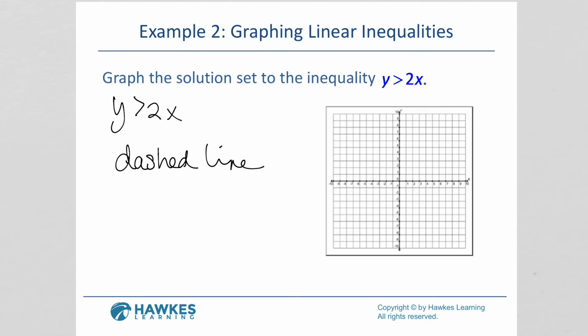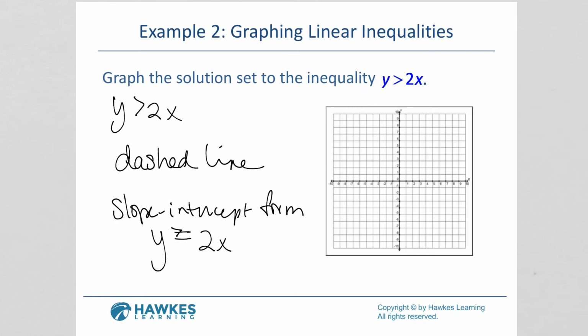So if we want to use the second method, this is a pretty good time to go ahead and use that second method. In this case, we have y is greater than 2x. And since this equation is in slope-intercept form, I can also use that to graph it. So y equals 2x. My y-intercept is 0, and my slope, m, is 2.